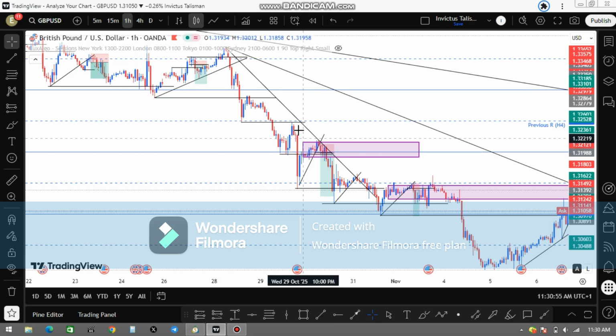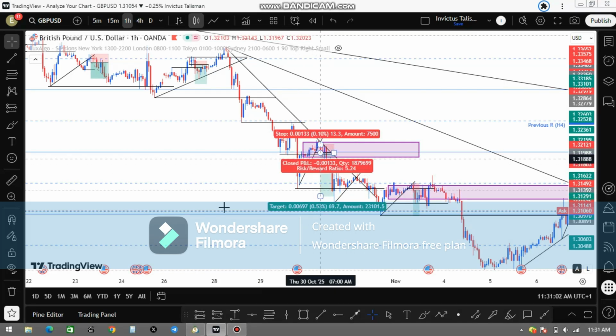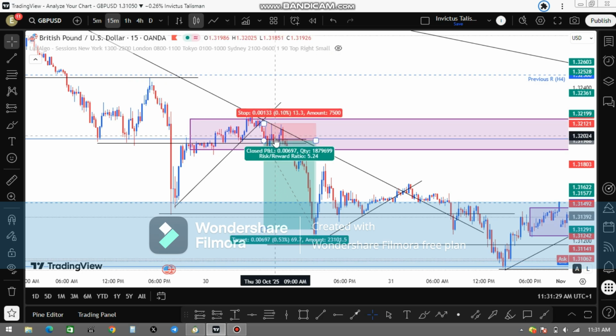So right here, price did this, had this break here. This break was pretty clear. So let me go to 15 minutes and explain further. So this is it on 15 minutes.